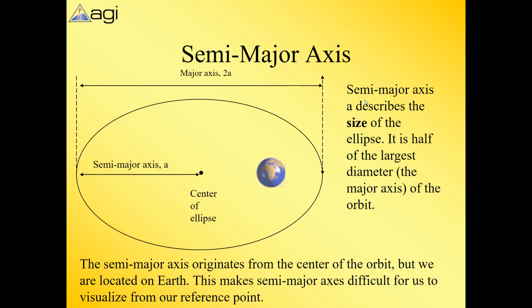Of course, there's physics here. The semi-major axis is the distance from the center of the ellipse to the farthest point away from the center of the ellipse. It is the average size of the orbit.